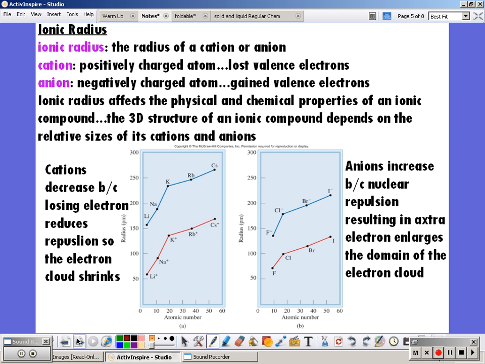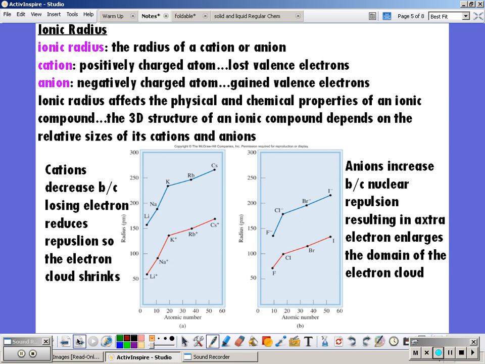So if we look at the first graph, this is a graph of our alkali metals, or group 1. All of group 1 are metals, so they're going to lose electrons to form cations, which would be the red line. Notice that the cations decrease because they're losing electrons, which reduces the repulsion, so the electron cloud shrinks. But if we look at the halogens in the second graph, halogens would form anions, which is our blue line in the second graph.